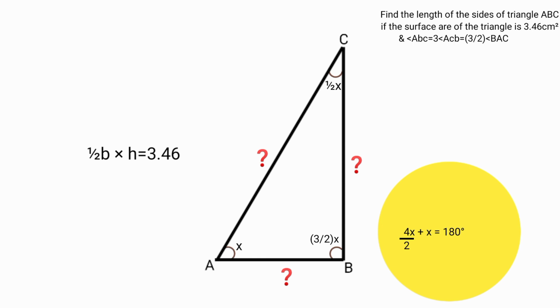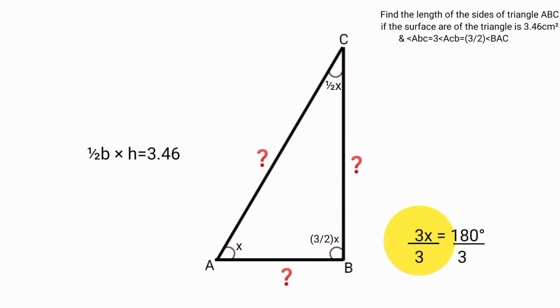3 plus 1 is 4. 4 over 2 is 2. So 2x plus x equals 180 degrees. 2x plus x is 3x. So 3x equals 180 degrees. Dividing both sides by 3, 3x over 3 equals 180 degrees over 3. Here, 3 cancels 3. And here, 180 degrees over 3 is 60 degrees. So x equals 60 degrees.